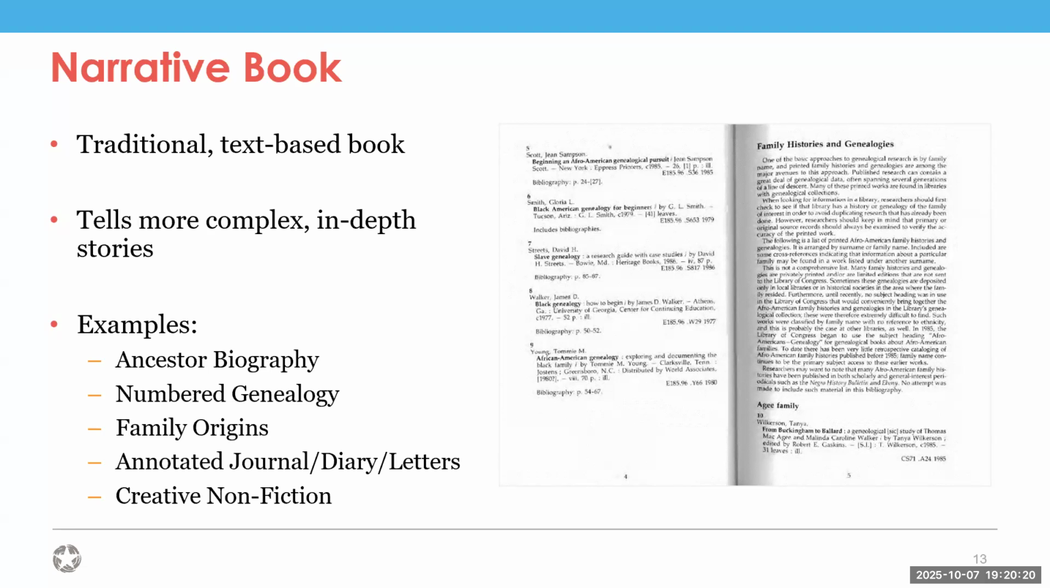and then feel free to use literary elements like a plot or characterizations and themes to tell an ancestor story in a more engaging way, but still keep it historically accurate. And then that kind of segues over to the family history book.